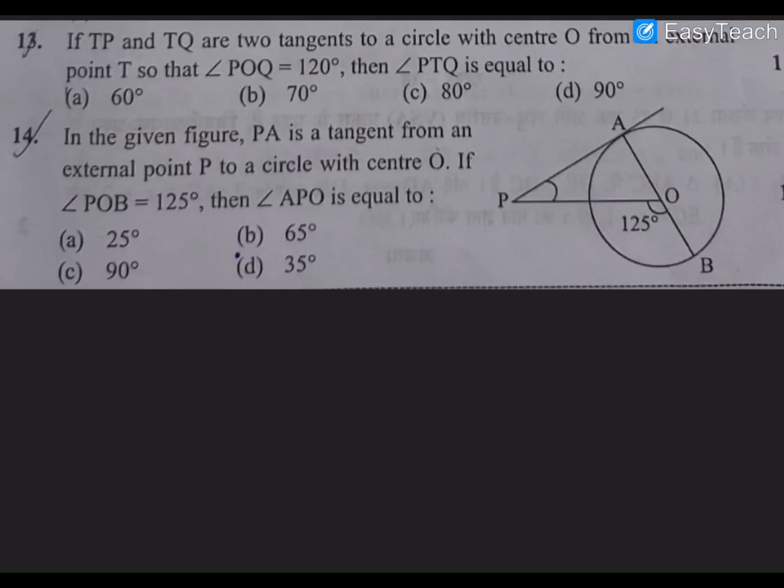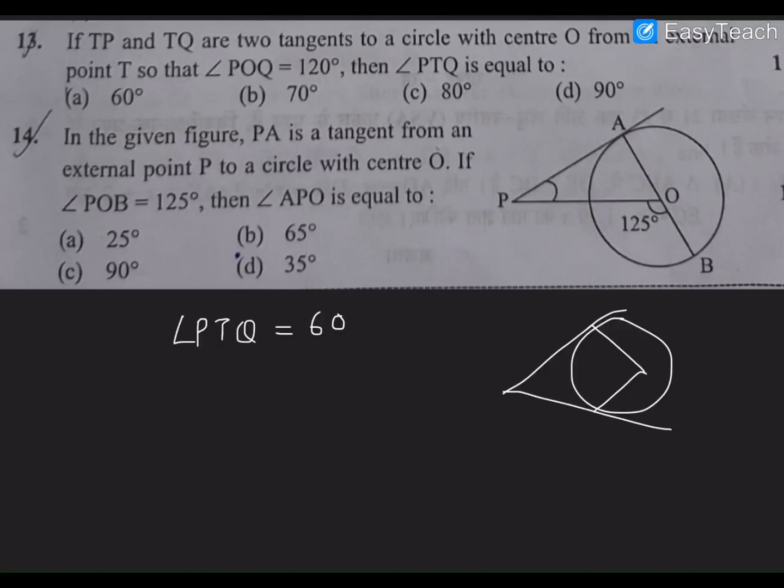TP and TQ are two tangents to the circle with center O from the external point T, so that POQ is 120 degrees. In that case, PTQ comes out to be 60 degrees. If you draw two tangents to the circle and this angle POQ is given as 120 degrees, then this angle will come out to be 60 degrees. So 13th, A is the correct answer.